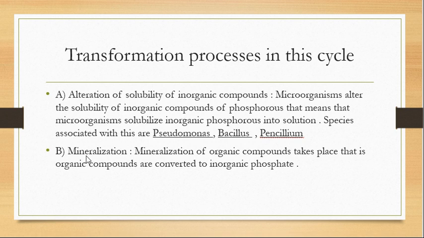The second one is mineralization. So mineralization of organic compounds takes place. That means the organic compounds get converted into inorganic phosphate. Whenever this word mineralization comes, it's very clear that mineralization means certain organic compounds will be converted into inorganic forms of it, be it the mineralization of carbon, of phosphate, or of nitrogen. Just remember that organic compounds will be converted into a mineral form, that is the inorganic form.